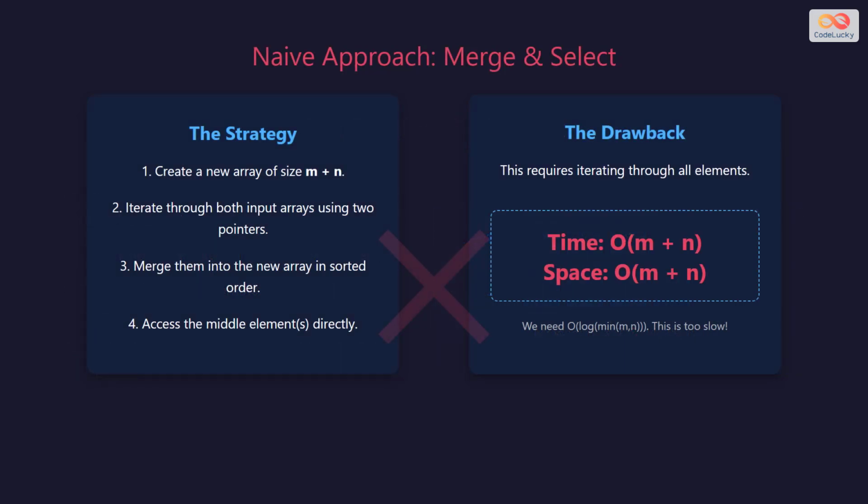A common first thought is the naive approach. This involves creating a new array of size m plus n, iterating through both input arrays, and merging them into this new array in sorted order. Once merged, we can easily pick the middle element. However, this method has a time and space complexity of O of m plus n, which is too slow given our constraints.